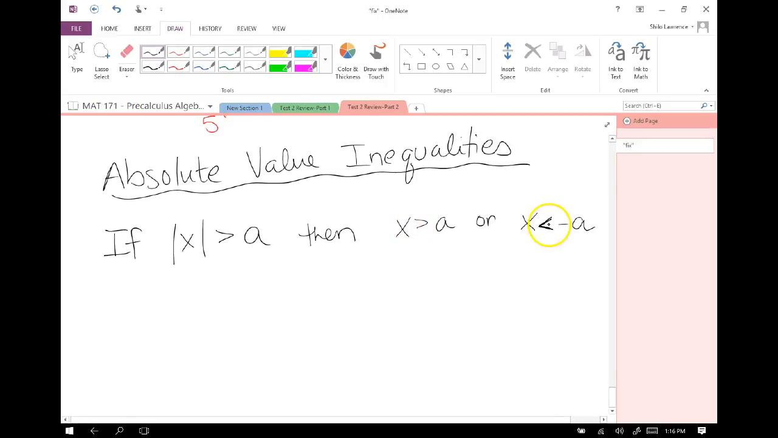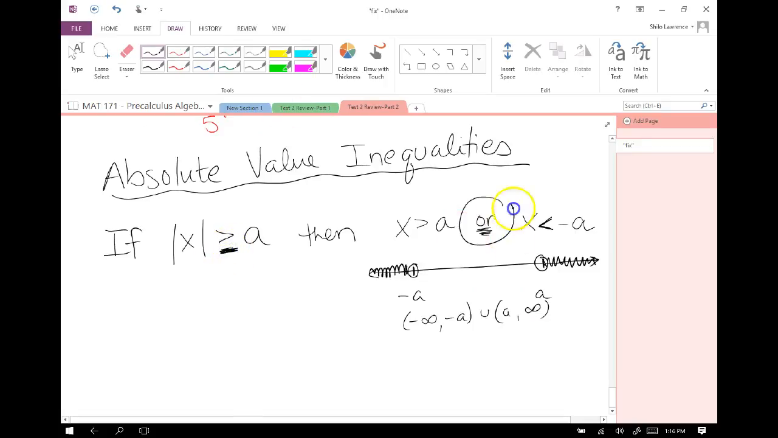And that is because if you were to graph these two solution sets on a number line, they don't overlap. So negative a would be down here on the left, positive a would be up here on the right. This one says we're going greater than a. This one says we're going less than negative a. So it's an or problem because there's two parts to the answer. So the greater than, or it could be greater than or equal to, is an or problem. And there's usually two pieces to the answer.